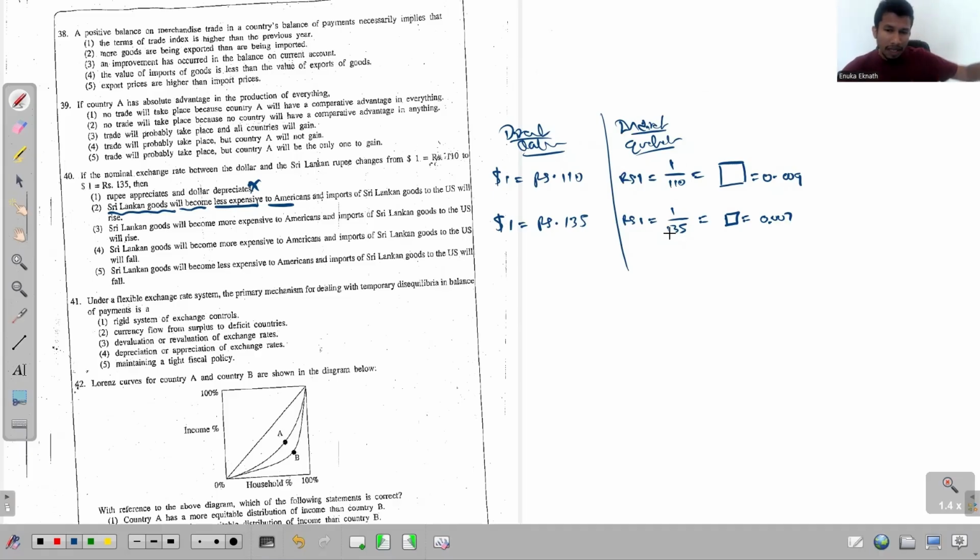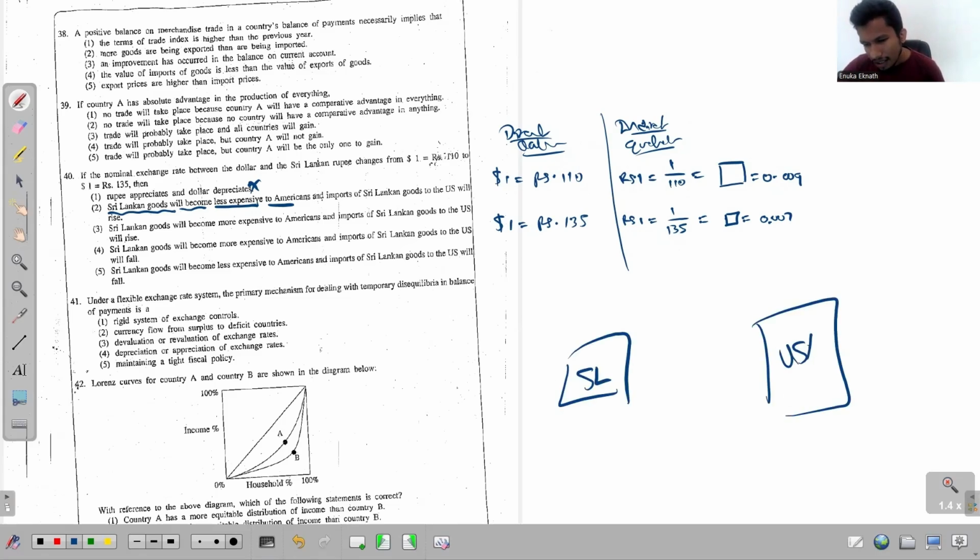Just imagine that this American imports, again this is Sri Lanka and this is USA. So this American imports goods, and the value of 1 unit of good is just 1 rupee.